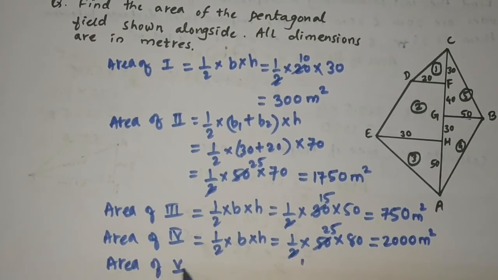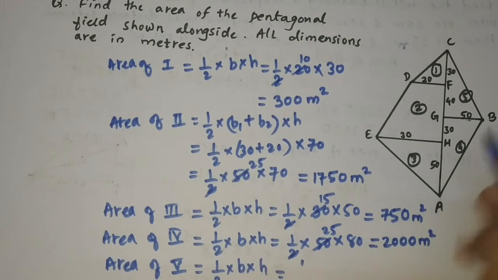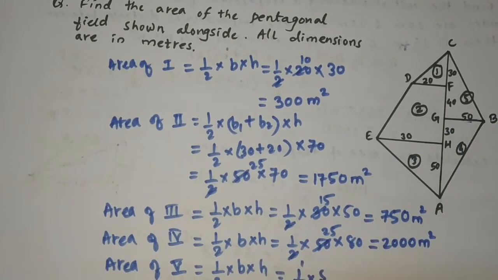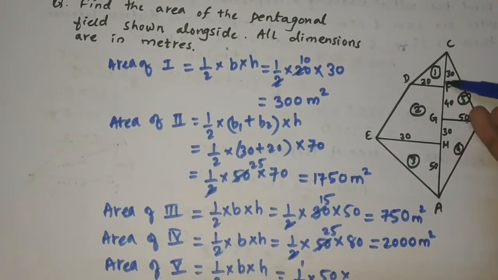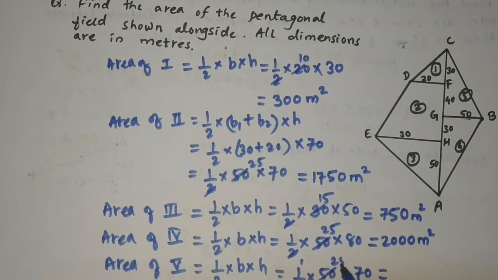Now we have to find out the area of this 5th one. Again a triangle, 1 by 2 base into height. So the base of this 5th triangle is 50 and the height is 30 plus 40, this is 70. Okay, so we'll find this is 25 and 25 sevens are again 175.